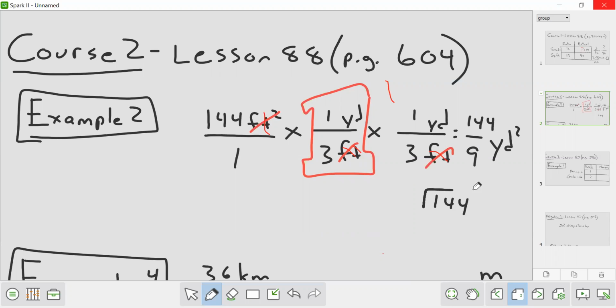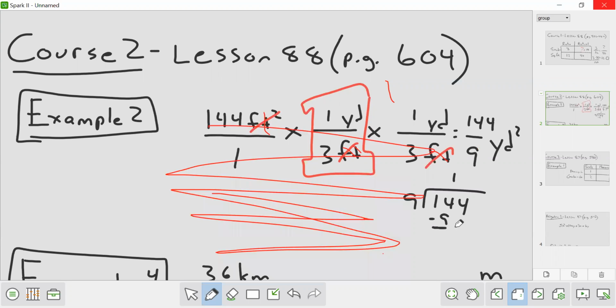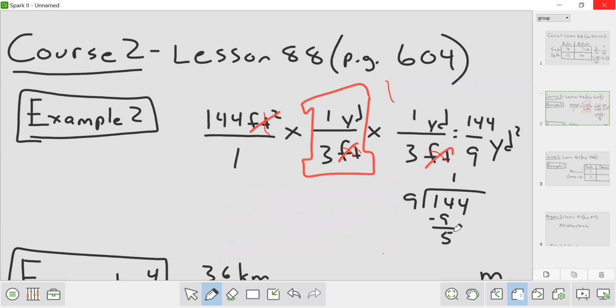144 divided by 9 is going to go. Is this the one his screen? I'm not sure who's doing it.